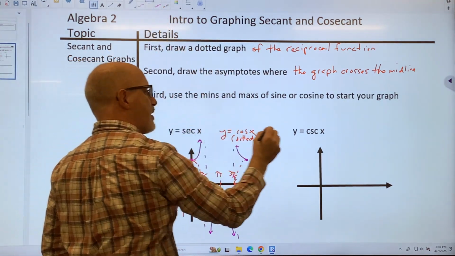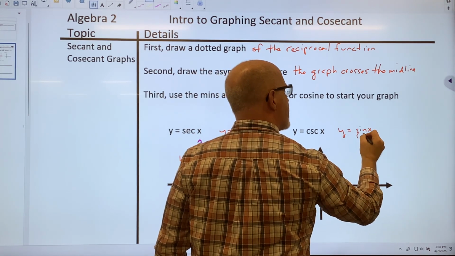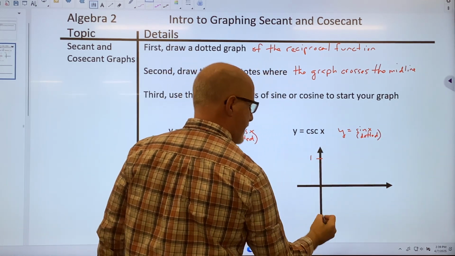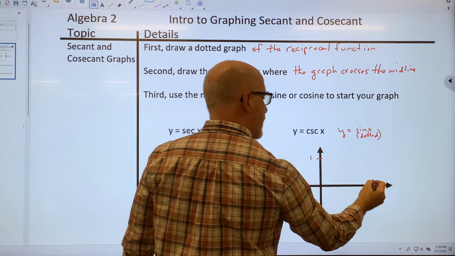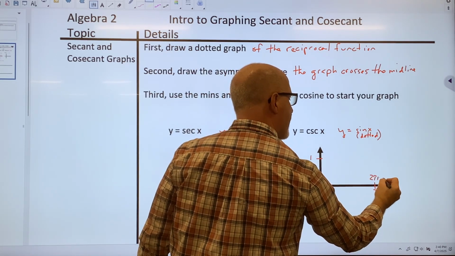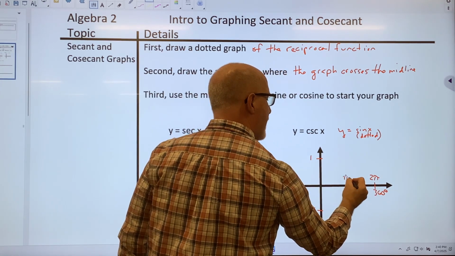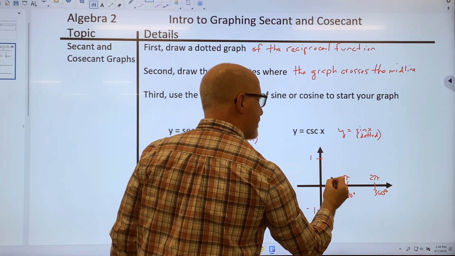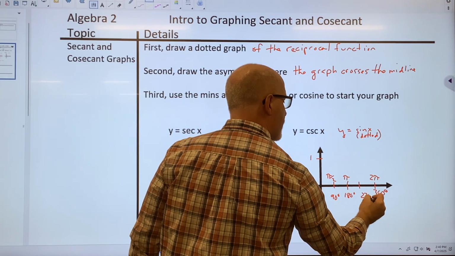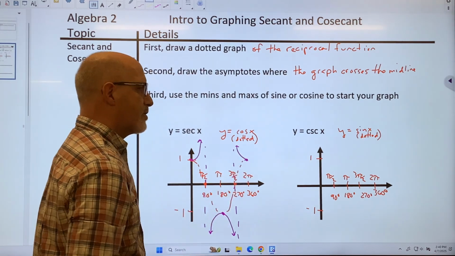We're also going to draw the reciprocal function, which is sine. We'll do this one as dotted. So the dotted graph will go up to 1 and down to -1. And this will go out to 360 or 2 pi, which halfway is 180, or pi, and 90 degrees, pi over 2, and then here 270 degrees, 3 pi over 2. So same key points as the cosine, just for the sine.